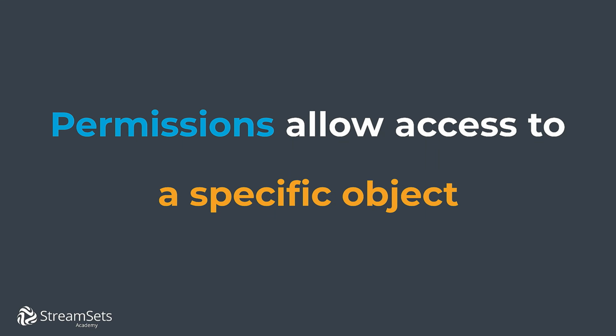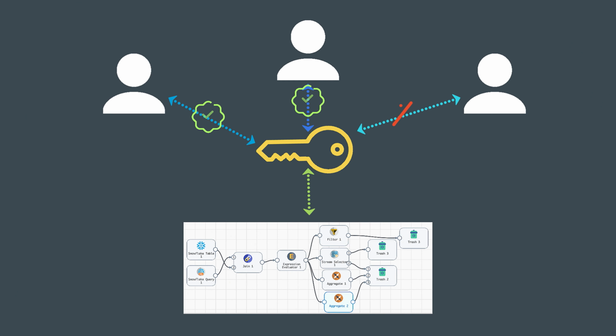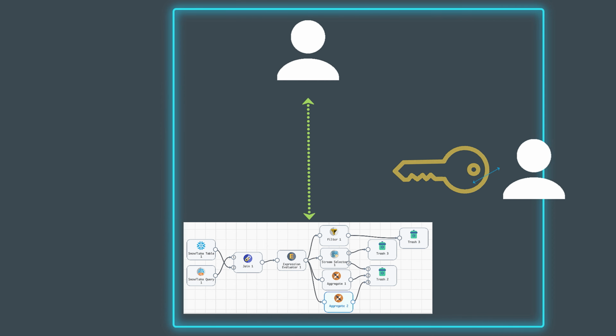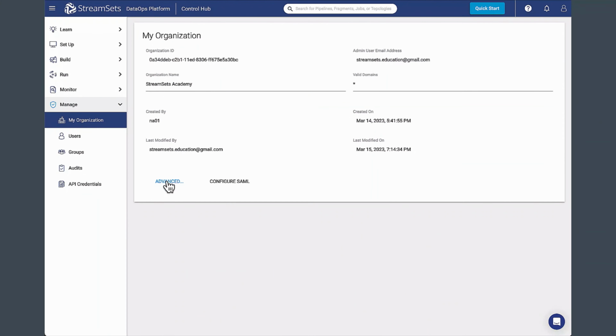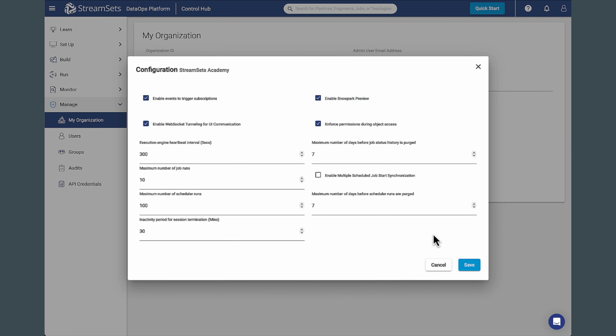Permissions allow access to specific objects in your organization. Permissions determine the access level that users have on objects. By default, only you can access any object you create until you grant permission to another user by sharing the object. When permission enforcement is enabled in the advanced settings for your organization, you can share and grant permissions on objects, such as pipelines, jobs, topologies, etc.